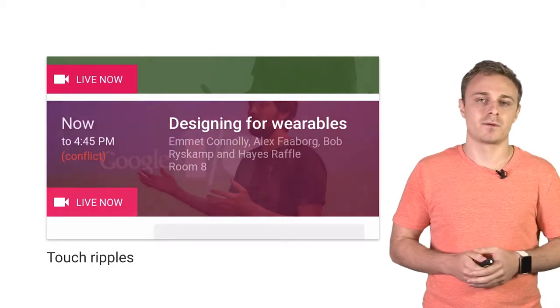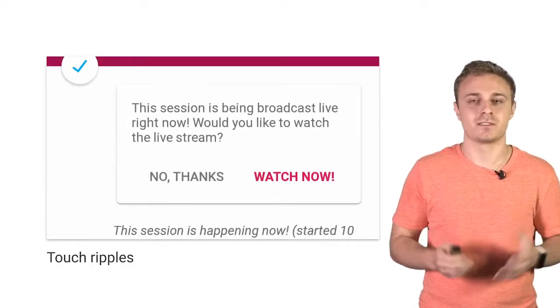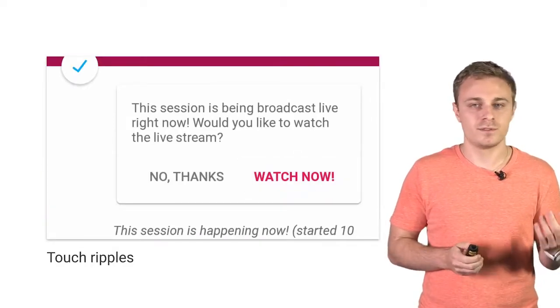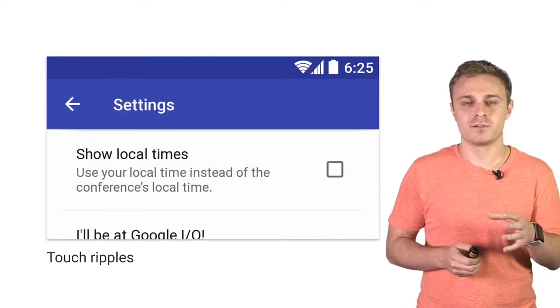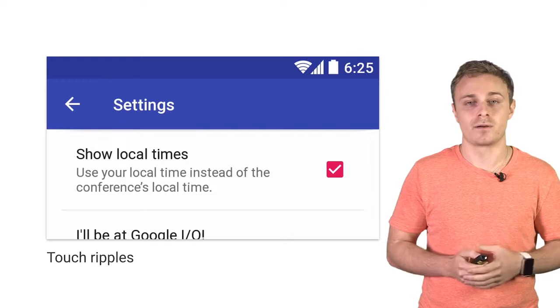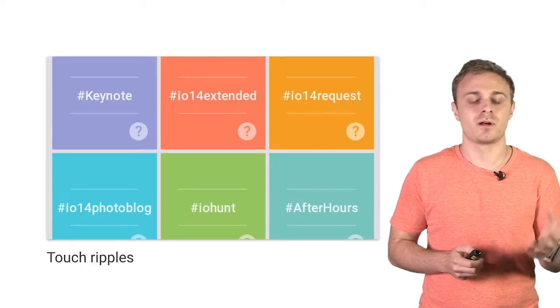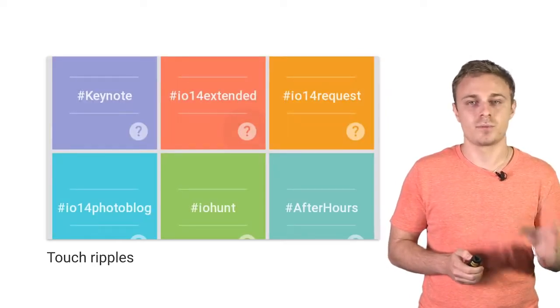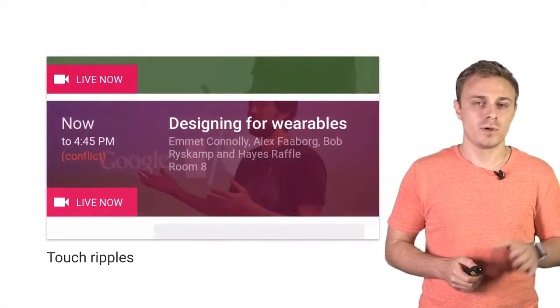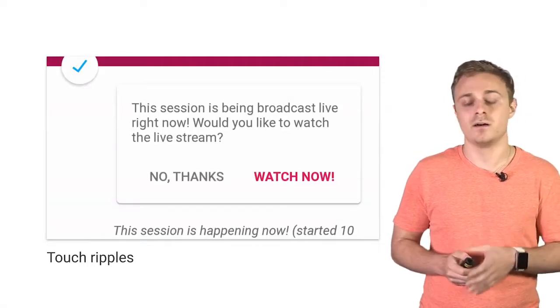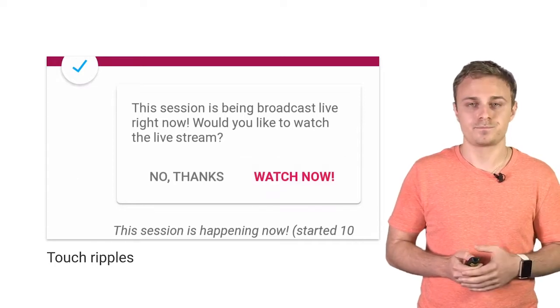First, touch feedback ripples. They're super satisfying. They're also built in as soon as you switch to the material theme in L. But we wanted to make sure they looked really good on any background. So we customized ripple colors for many elements to ensure the ripples were visible but still subtle, regardless of the background. We also used both the bounded and unbounded styles where appropriate.